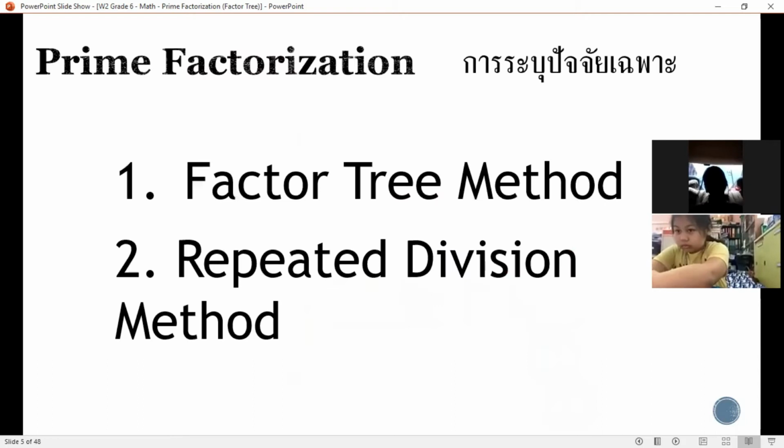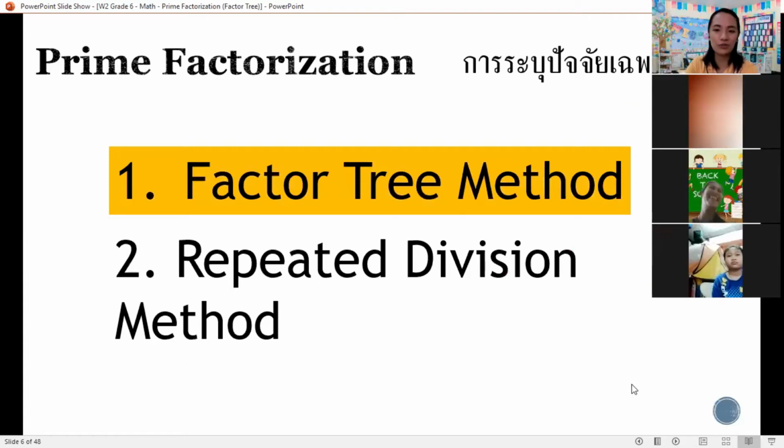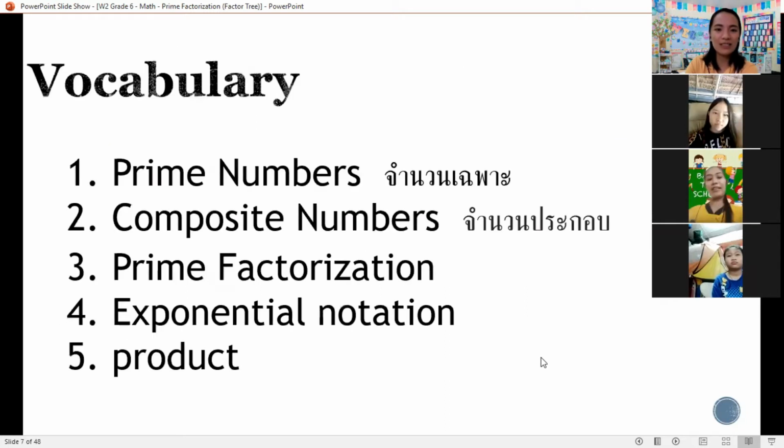Now let's move on. For this topic, we have two methods of prime factorization. But today we will be learning about the number one, factor tree method. Why did we call it factor tree method? We will know it later. So let's move on. We have 5 vocabularies. I will be reading this and I want you to follow. Do you understand? And I want you to unmute if you will read, okay? Do not forget your mic.